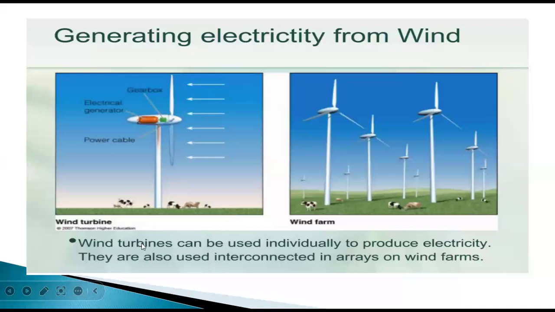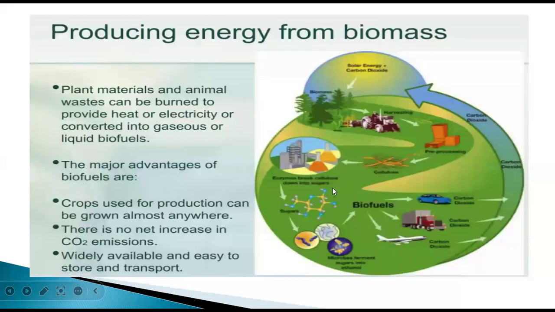Like this, wind turbines are operating. It is called a wind farm. Wind turbines operate at a particular speed only, and above rated speeds it is very difficult to control them when the wind speed is very high. Controlling the speed of the turbines is very difficult. Wind turbines can be used individually to produce electricity. They are also used in interconnected arrays of wind farms like this. This is generating electricity from the wind.